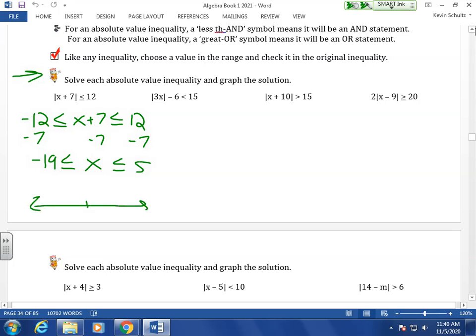So your answer here, your solution graph, would be a -19, a +5, closed circles this time because it is or equal to, and connected. Not going away from each other. That would be an or statement, right? And we know it's an and statement because it is that less than symbol. That would be your solution graph. Okay? Are all and statements, are they all connected? Yep. And or statements are all going opposite directions away from each other. Okay?